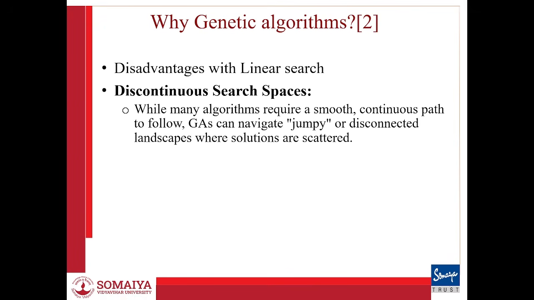So, the next question is why to use genetic algorithms? Whenever the solution is not a path but is a state, in that case, we can navigate jumpy or disconnected landscapes wherein solutions could be scattered, and this jumping or randomization can achieve solution in minimum time or in efficient way. In that case, we can use genetic algorithms.